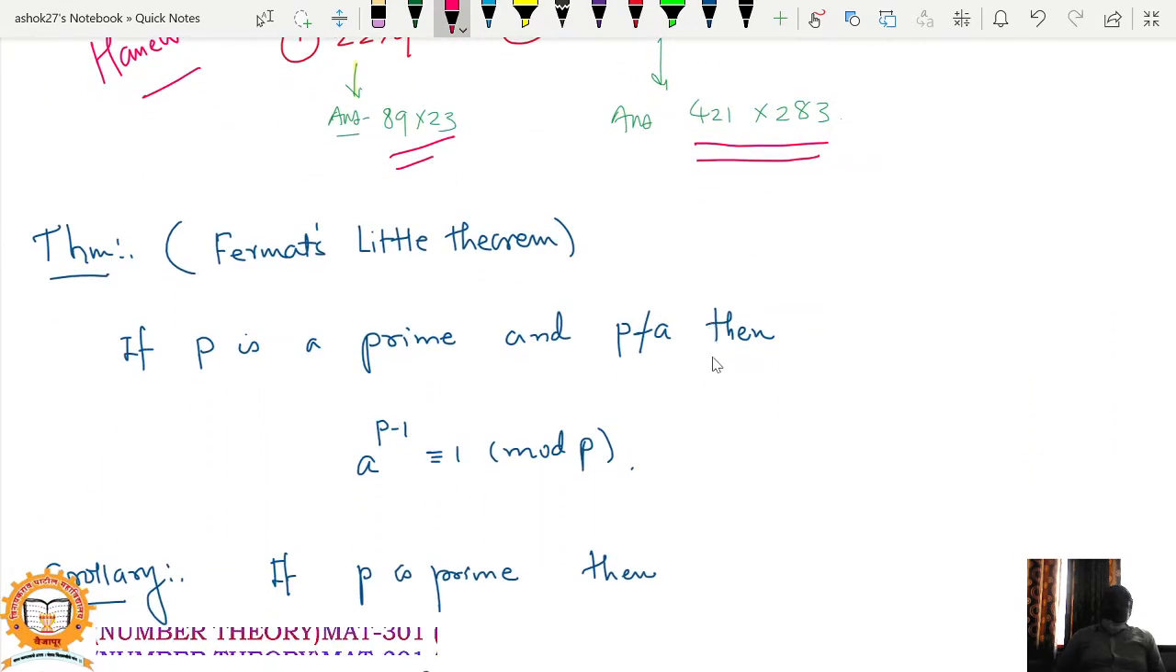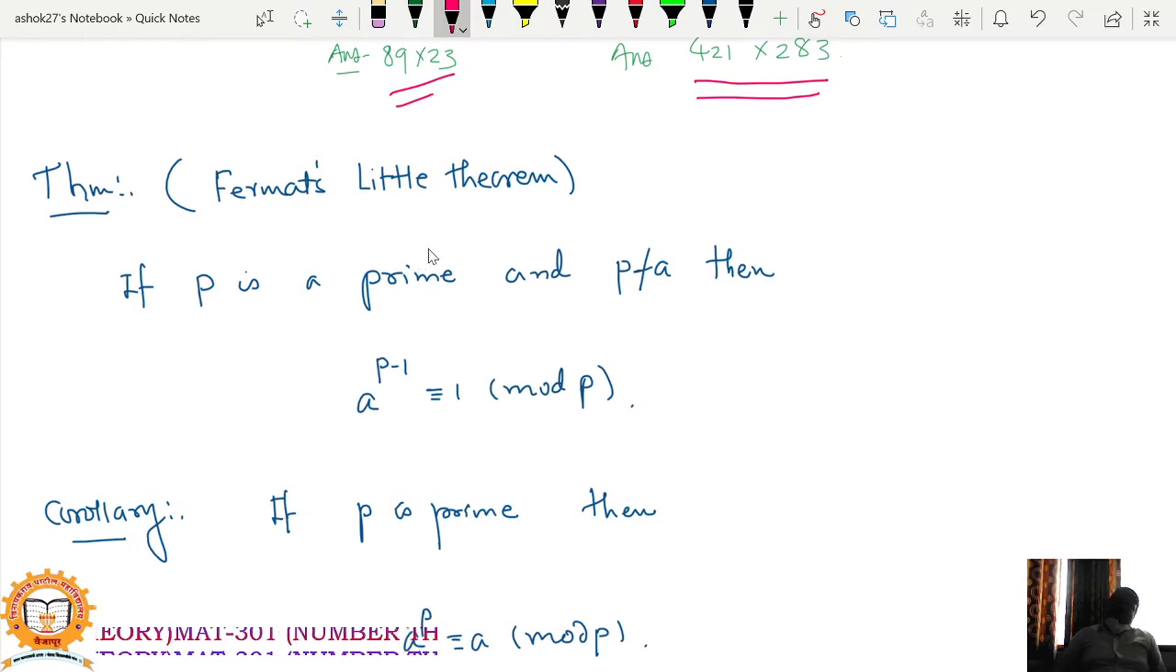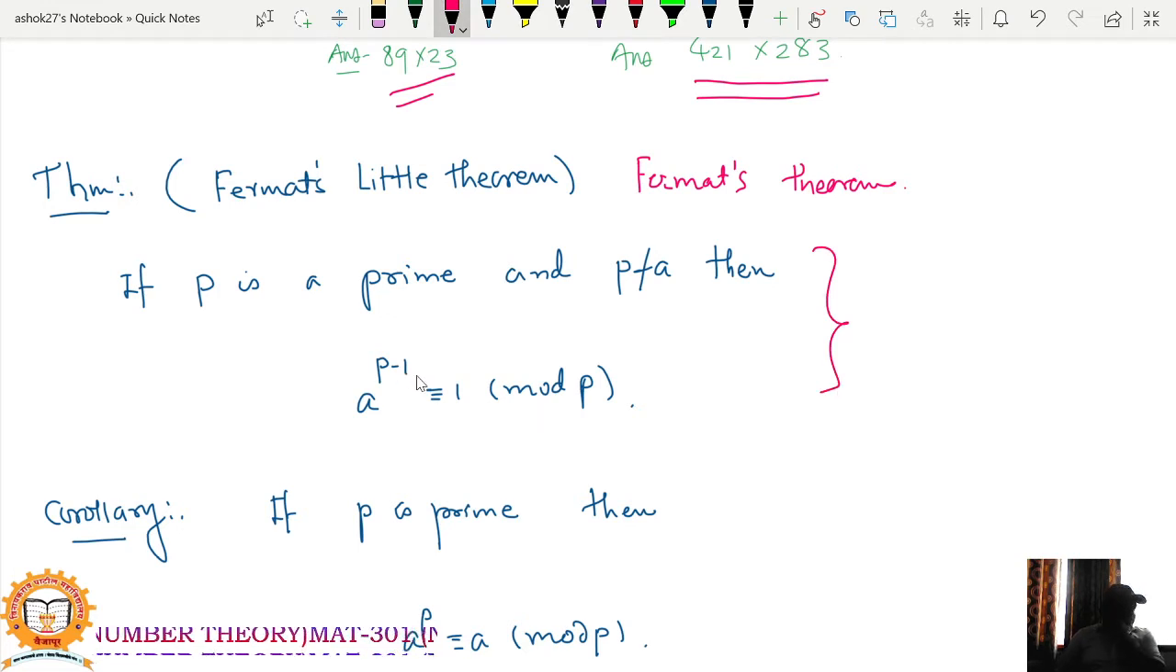So next theorem, that is Fermat's little theorem, or just Fermat's theorem. What is the statement of Fermat's theorem? Actually, the statement is very important. If p is prime and p does not divide a, so p is a prime number and that prime number does not divide a, then the (p minus 1)th power of a will be congruent to 1 modulo p. So a is any integer. In that case, a raised to p minus 1 will always be congruent to 1 modulo p.